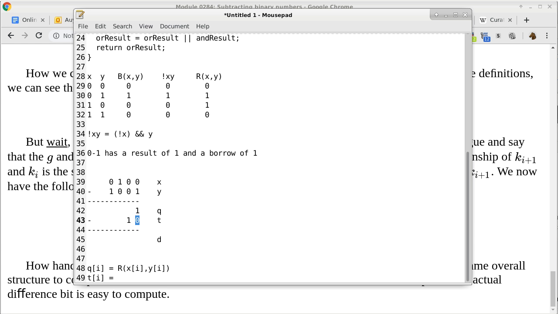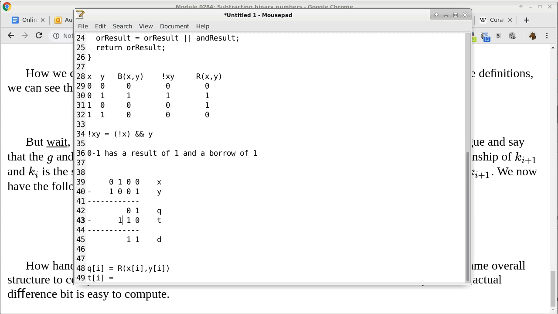Now we have 0 minus 0. What is the result of 0 minus 0? 0. So we put a 0 here. It does not give me a borrow, so I do not know whether there's a borrow from the more significant digit. Now we perform 0 minus 1. What is the result of that? 1. Does it have a borrow? Okay, so that borrow goes here.